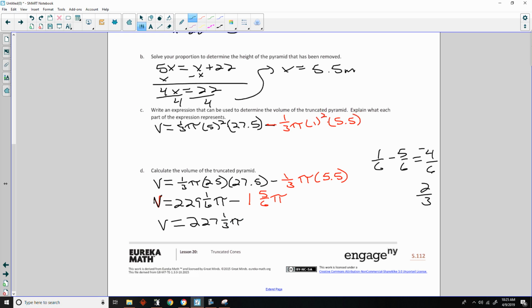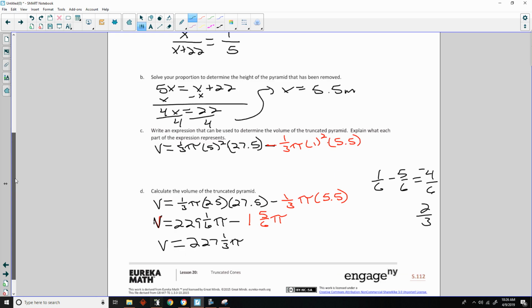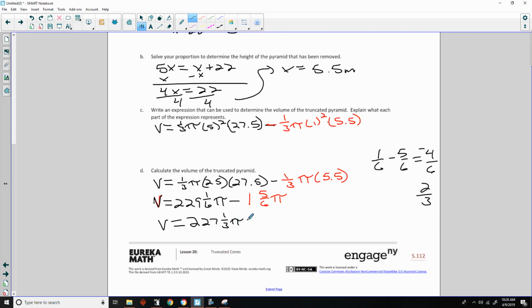So I'm going to check that now. 229 and 1/6. 229 plus 1 divided by 6, I'm just putting it back together, minus 1 and watch order of operations. And I got 227 and 1/3 pi. Unit of measurement, meters cubed.